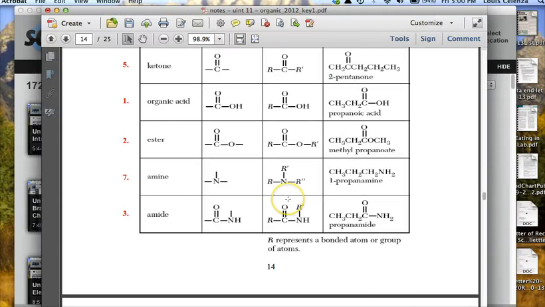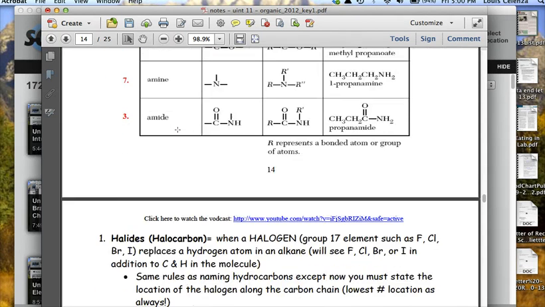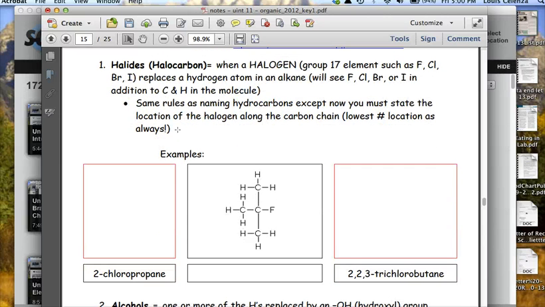Alright, so here we are with Unit 11, Lesson number 9. So what we're going to do now is we're going to go through each one of these compounds in more detail. So the first one is going to be the halides.